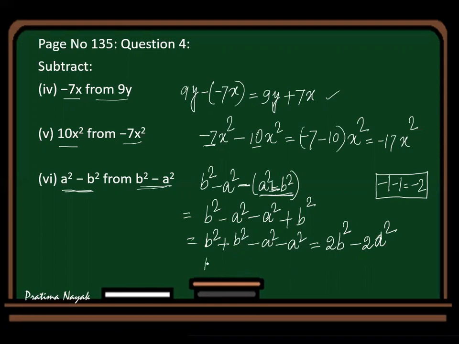So I'm repeating again. It will be 1 plus 1, b square. And here, negative 1, negative 1, a square. So negative 1 and negative 1 is how much? It will be negative 2. So like this, we got the answer.